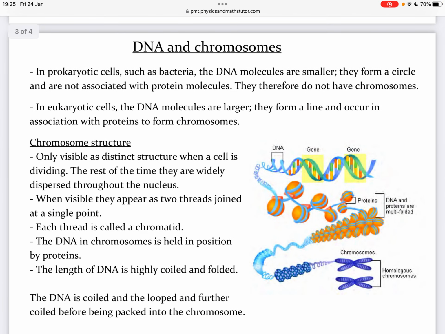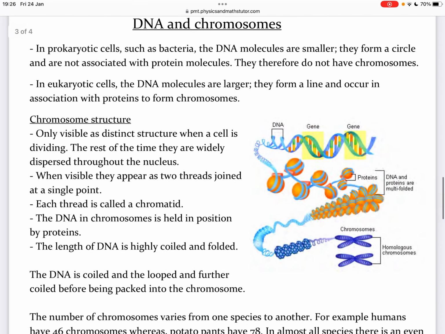DNA and chromosomes. Before we talk about prokaryotic and eukaryotic cells, do you know what a chromosome is? A chromosome is a thread-like structure made of protein and DNA that passes hereditary information on. Basically, in this chapter, we're going to keep on saying DNA.